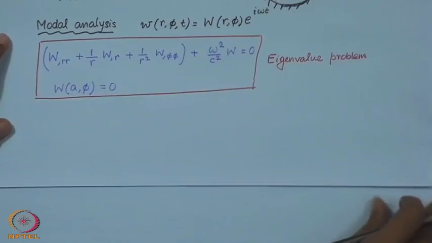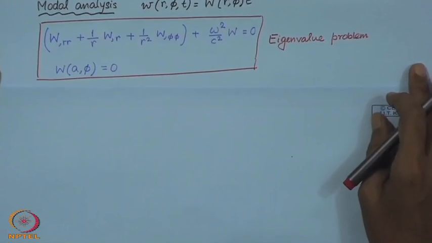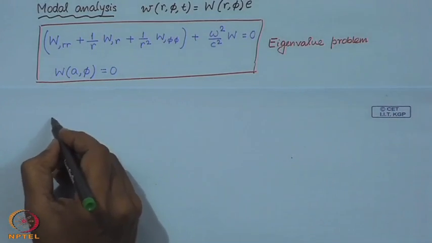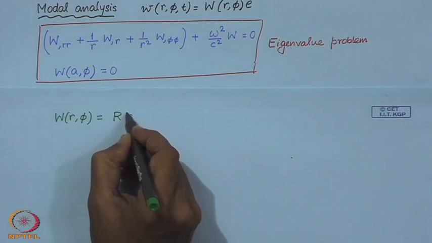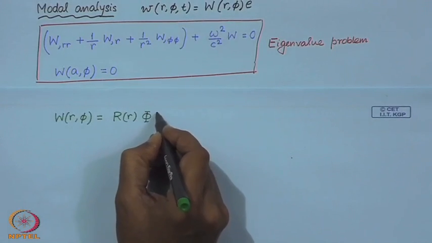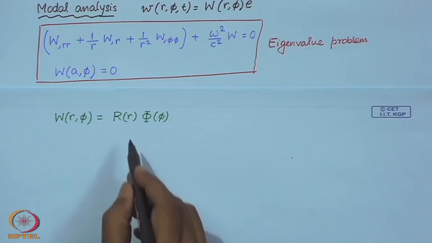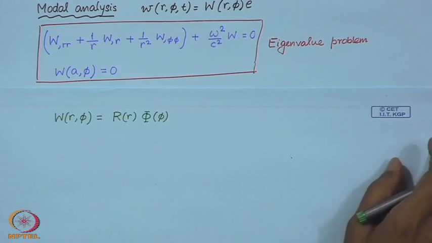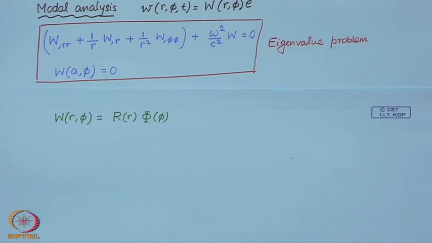So, we search for separable solutions. Once again, as we did for the rectangular membrane, we look for solutions which are separable in r and phi. This is motivated by the fact that these are independent coordinates, so they can be separated out. So, we are searching for solutions with this structure.